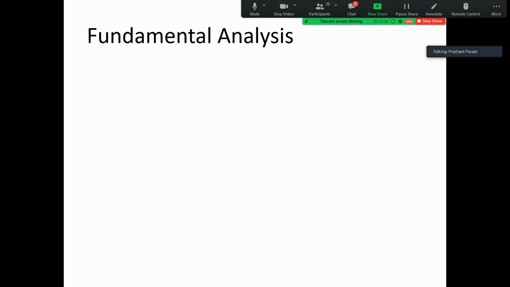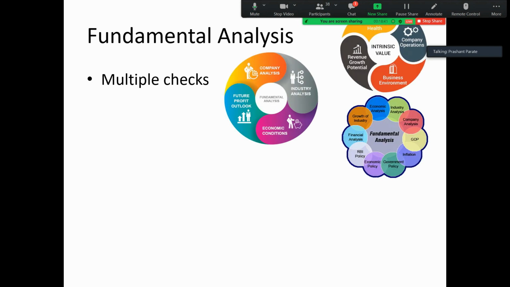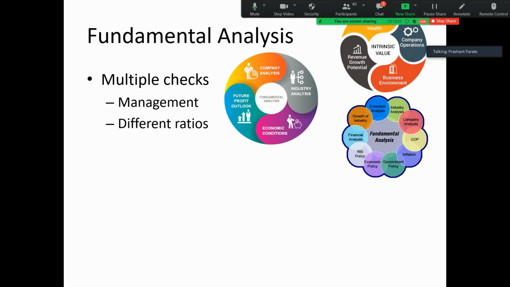Out of these, fundamental analysis is used very commonly by many investors. I don't use it routinely. I use only a few things, but there are many things which we need to check. There are different aspects of fundamental analysis where we need to check about management. How is the management? Is it trustworthy? There are different ratios like P/E ratio, growth, PEG, many ratios which are used by many people.